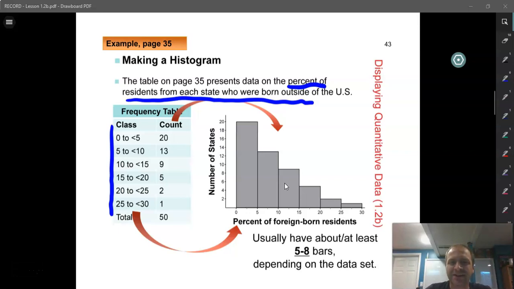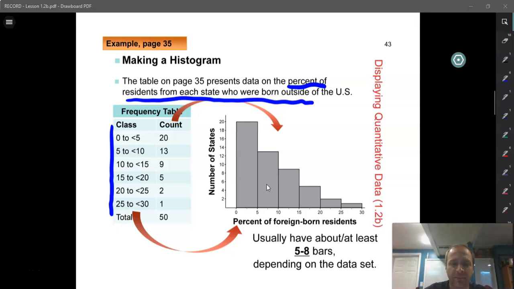If we look at the center, if I think about it, there's 50 states on there. So here's a count of 20. Here's a count of 13. That's 33. The middle of 50 is between 25 and 26, the median. And so right here, that bin is going to be where your center is, the 5 to less than 10. So from the graph, we see that the midpoint or the median would fall somewhere in the 5.0% to less than 10% of residents from each state who were born outside the United States.